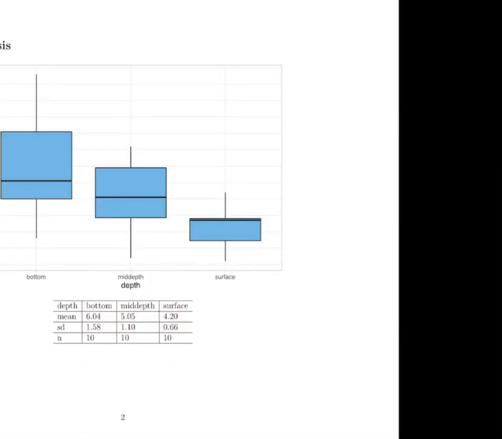That's clear, but what's not clear is whether these differences are due to actual true differences in how this pesticide settles, so that bottoms really do on average always have higher concentrations than the surface, or whether these differences are just due to random chance. We just happened to gather samples. We only had 10 in each sample, so maybe we just happened to get a few samples that were larger in the bottom and a few that were a little bit smaller in the surface.